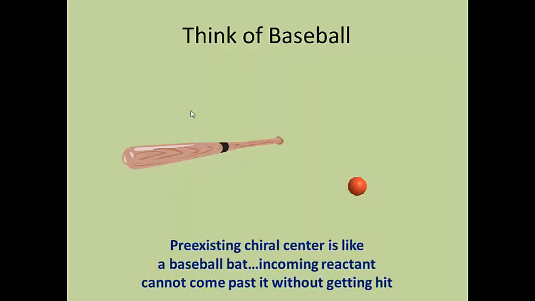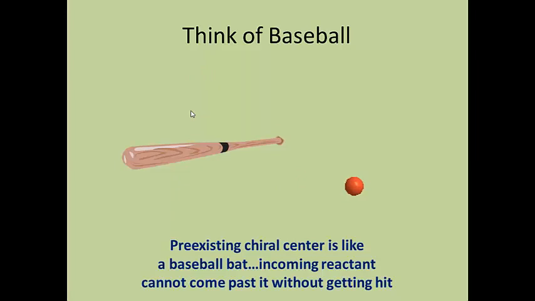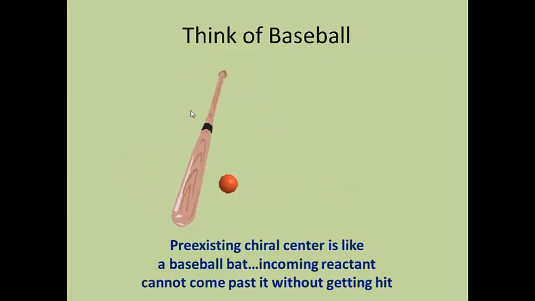All right. So when you look at this, think of this in terms of baseball. The pre-existing chiral center is like a baseball bat, and so when the reactant tries to come in, the baseball bat hits it and knocks it out. Let's look at it again. So here comes the reactant. The chiral center is here, and it basically repels it, and it costs a lot more energy for that reactant to get past that chiral center.